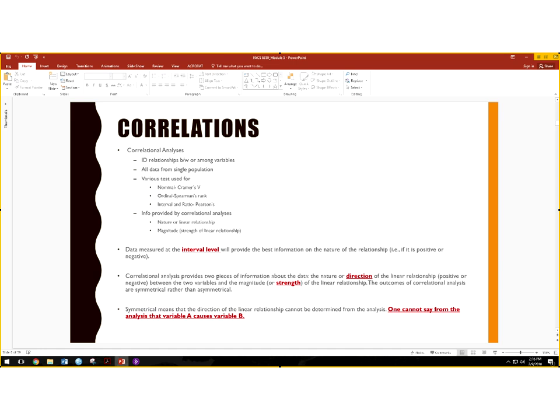So also in your research methods class, when we talked about the different levels of measurement, and what we talked about at the beginning of this class too, interval level is the strongest level. It's the highest level that you can collect data, and it's data that has a true zero. And so anything that we want to do, we want to use at the interval and ratio level, because it's continuous data. The continuous data is going to give us the most information.